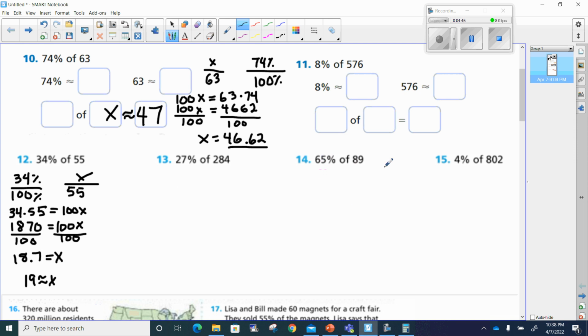All right, let's go to number 14. It says 65% of 89 again. I'm going to take 65 and put it over 100 because these are my percents. And then it said of 89, I know that goes on the bottom of my second fraction. And I'm looking for x on top. This is going to give me 65 times 89. That has to equal 100 times x.